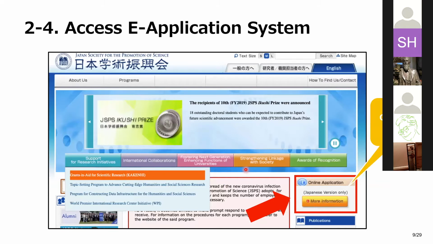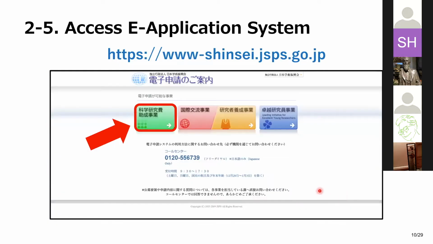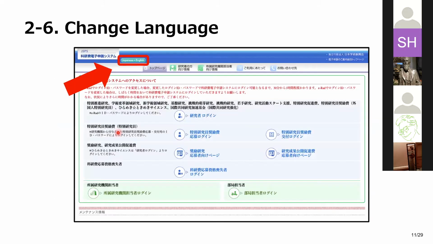As I said, from the previous page, you can access the electronic application system too. Here, it scares you by saying Japanese version only, but it's only one page in which you don't have any English. So let's click it. And just remember, you need to click the leftmost green one. Then it will lead you to the page where you can find the button on the top left to change the language into English.